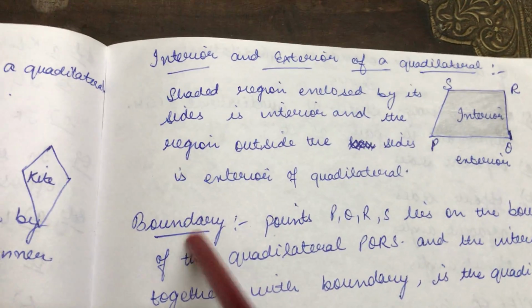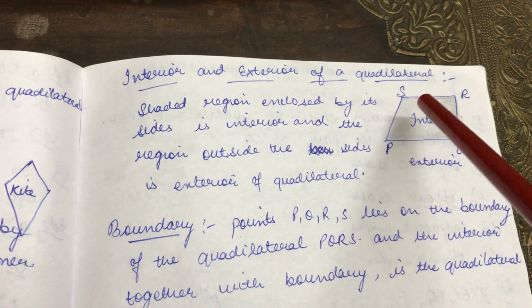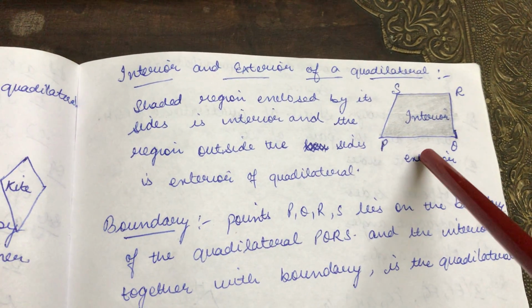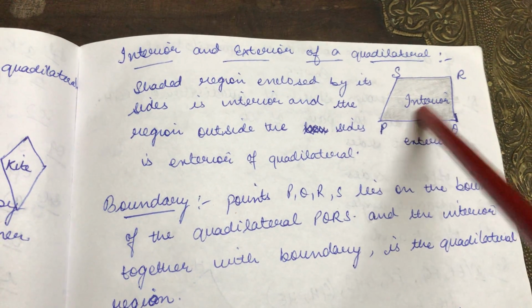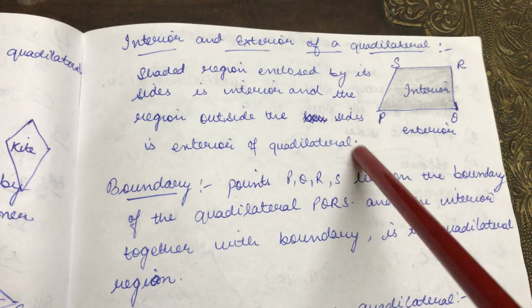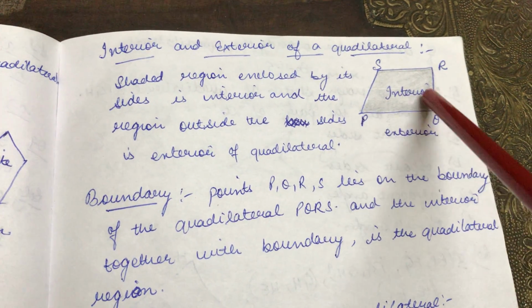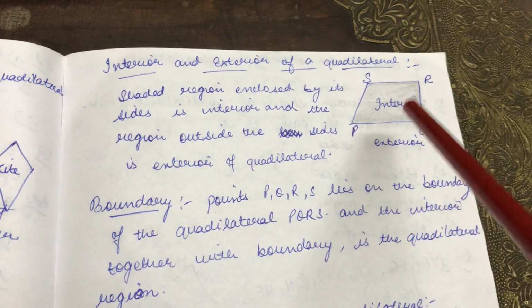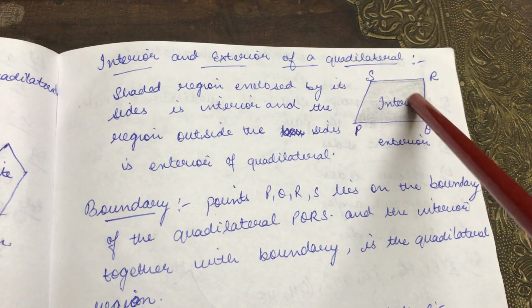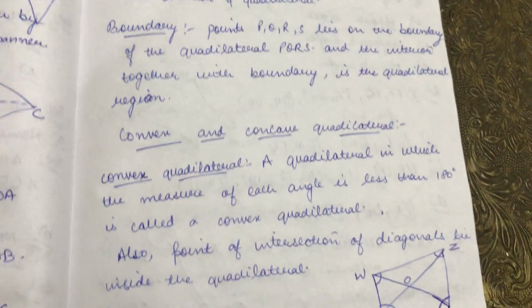Next we have interior and exterior of a quadrilateral. Suppose I have the quadrilateral like this, then the shaded region is the interior of the quadrilateral, means the area which is enclosed by the line segments is the interior, and outside this portion we have the exterior of the quadrilateral, and the line segments which are making the quadrilateral is the boundary of the quadrilateral. And what is the region? Interior plus boundary. It makes the region of the quadrilateral.